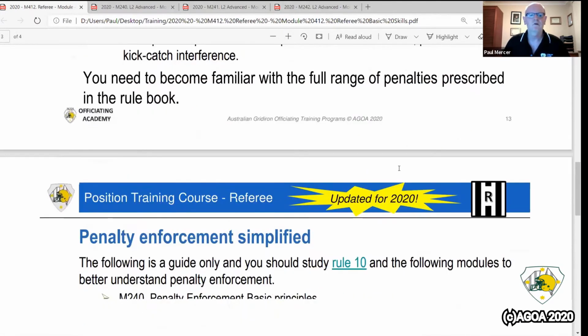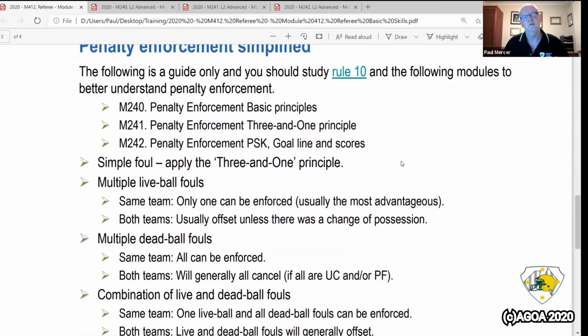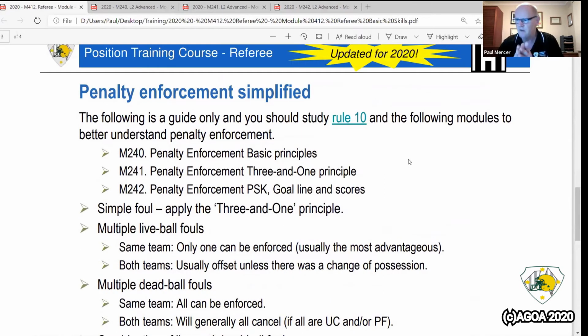So to look at enforcing penalties, we have to consider the types of penalties. Are they going to be live ball? Are they going to be dead ball? Are they going to be a combination? Are we going to have multiple fouls, or is it going to be a simple foul?